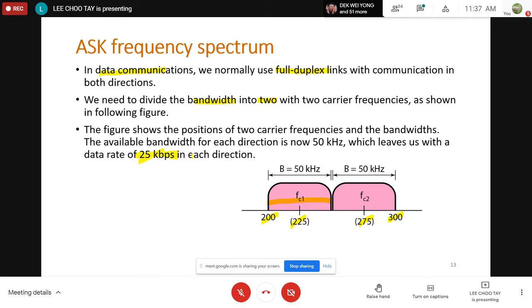And this is for ASK. Later on, we're going to look at a different modulation technique that can give us maybe a better bit rate with the same bandwidth.